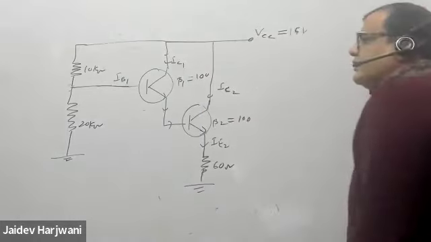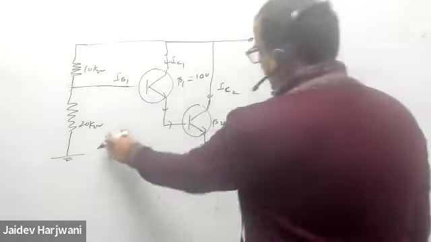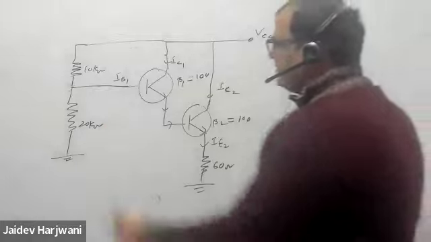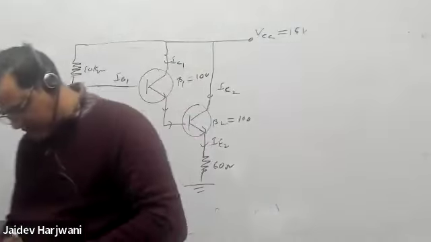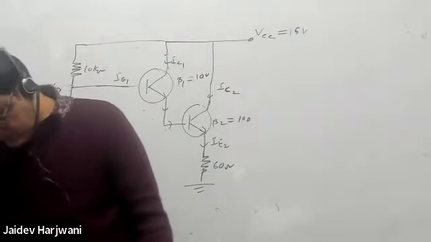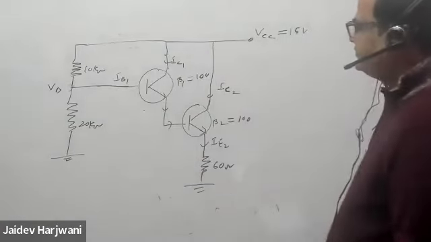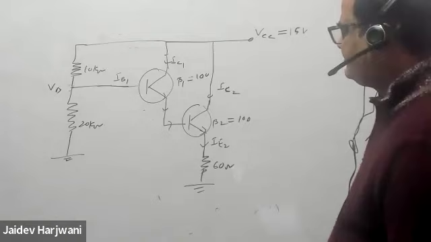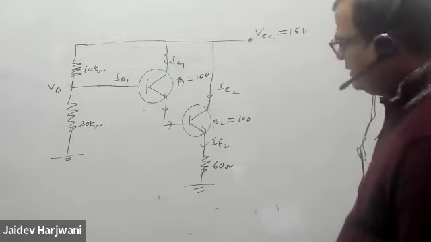Okay. Now, how to solve this one? I want to find IE2. So, tell me what is the voltage coming here? VB, what is the voltage here? 10 volt, it will come 10 volt.